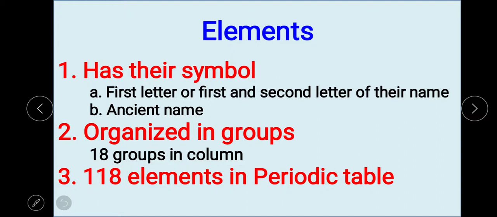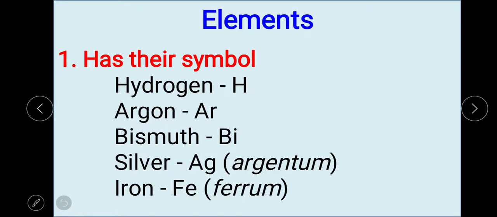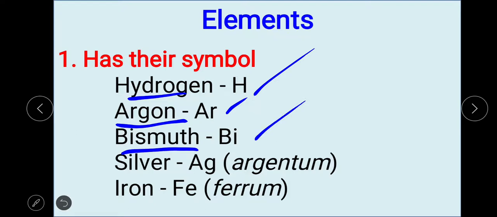Now, I'm going to share with you three stories about elements. Number one is that elements have their own symbol. Example here, in the periodic table of elements, we have the following elements with their symbols. First, we have hydrogen, the symbol is H, argon Ar, bismuth Bi, silver Ag, iron Fe.